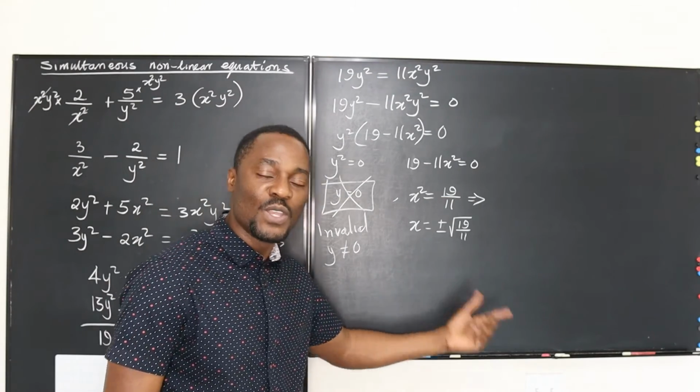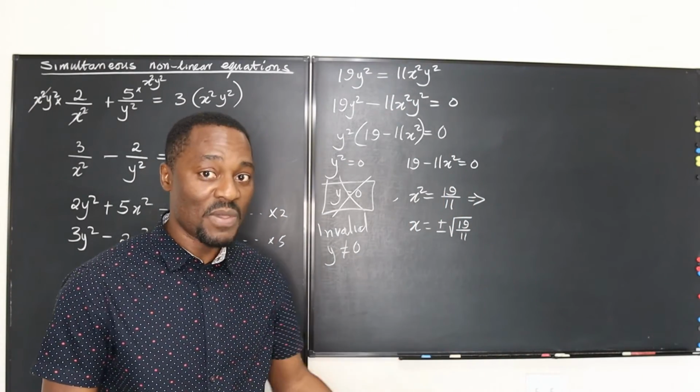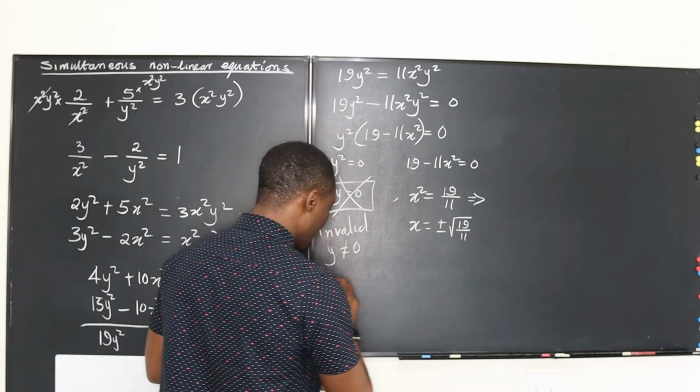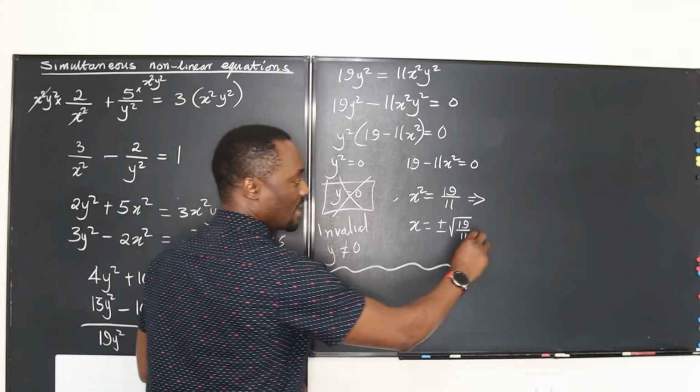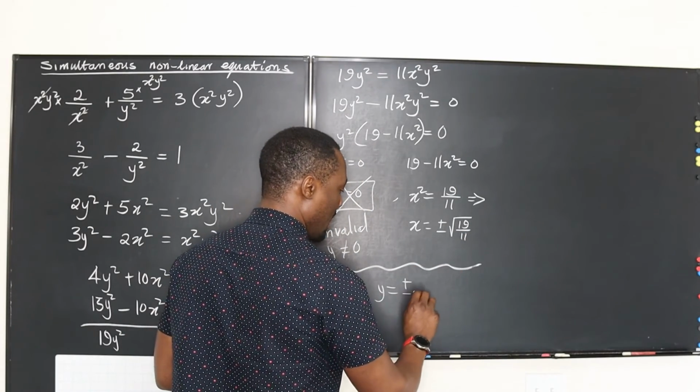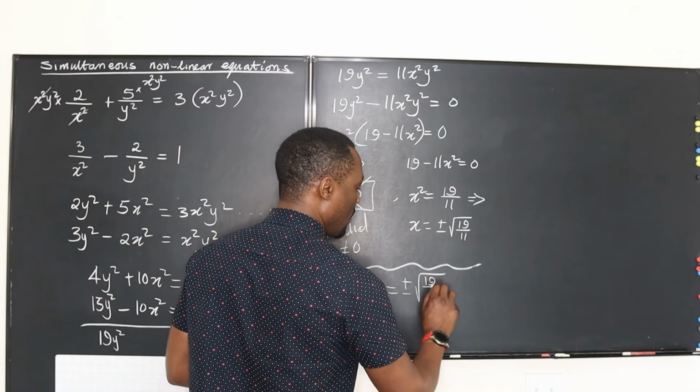Now we've been able to isolate our x, and this is what you'll use to go back and find what y is. And remember, we found what y is. If you go back and substitute, we ended up with the answer that y equals plus or minus the square root of 19 over 7.